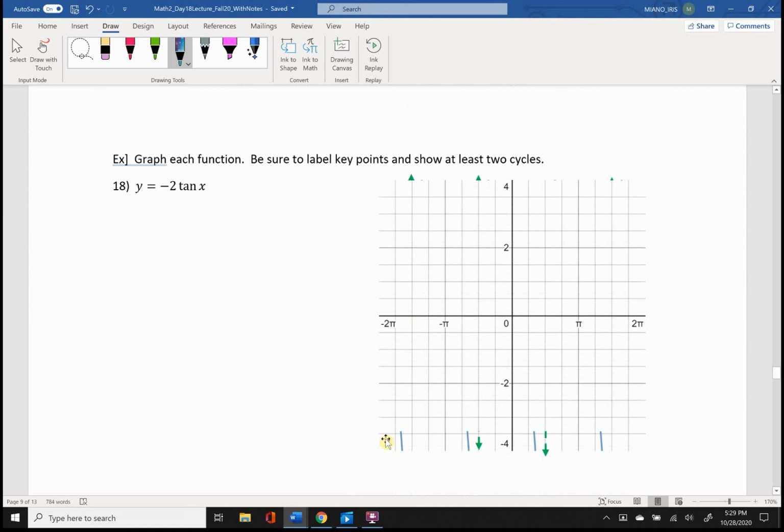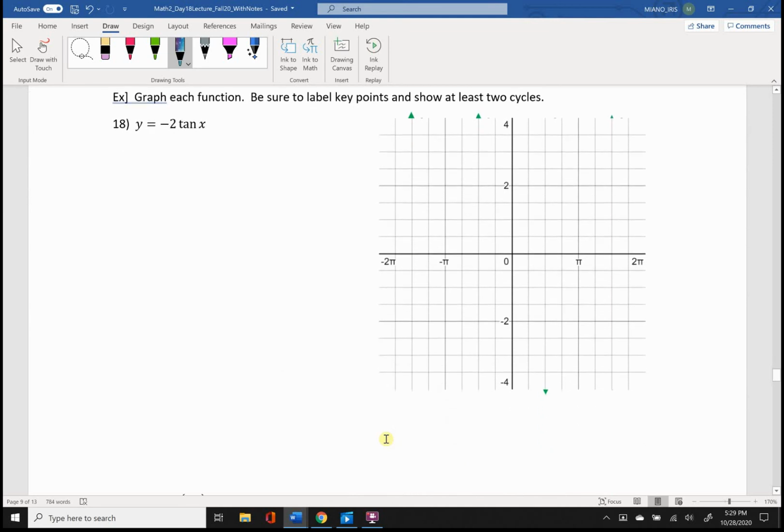Okay, and here we go. We're already ready to graph some functions. And so I'm going to draw you a tangent function with a multiplier of -2 out in front. Okay, so what does that look like? Well, we need to recognize that the amplitude is 2, so the A is 2. Actually, we don't even need that. We do not need this.